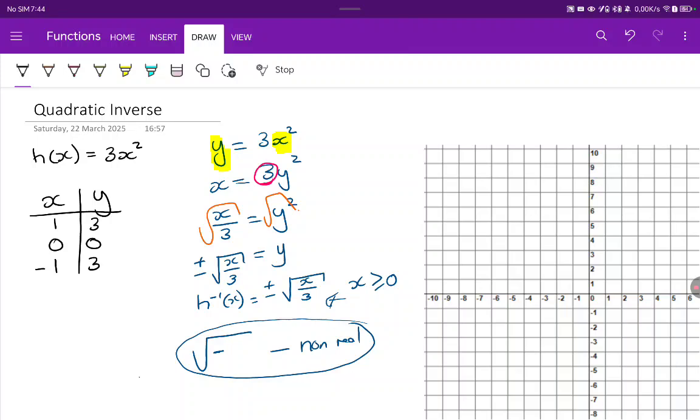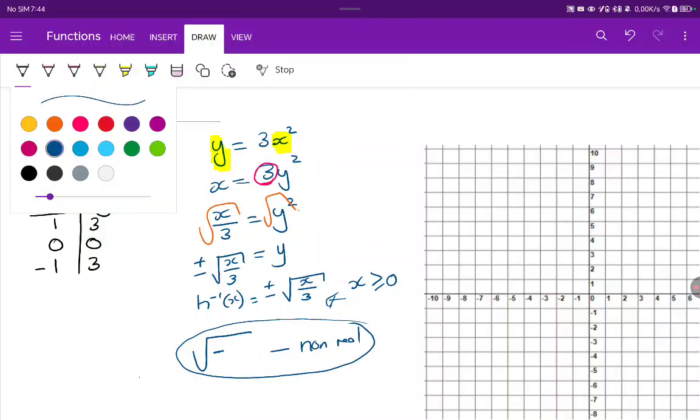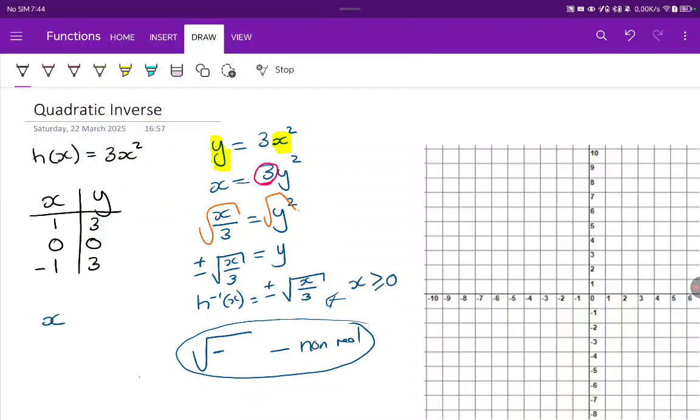So there we go. We've got our 3 points we're going to plot for the black graph, the h of x. Now for the inverse function, what you're going to do is the same thing. You're going to put an xy table, and everything over here you're going to put in that column. So 1, 0, -1. And everything over here you're going to put in this column. So that becomes 3, 0, 3. So let's go ahead and plot the two.